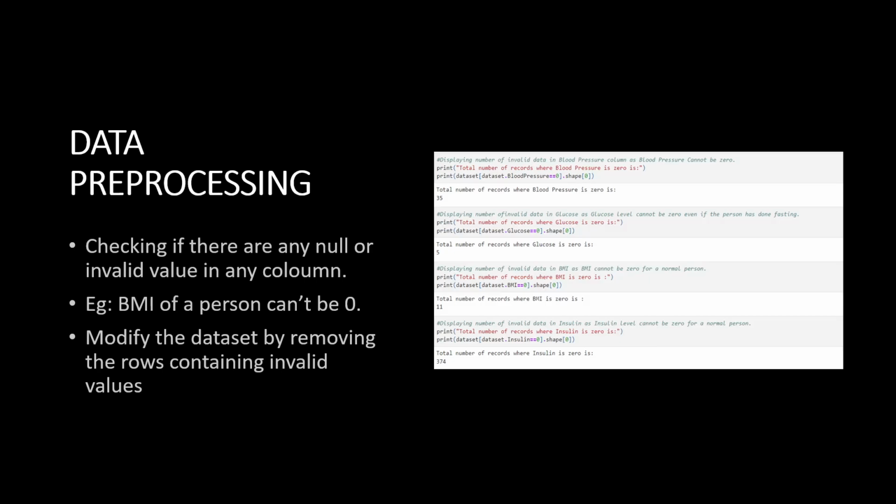Now we will be pre-processing our data. We will be first checking for any null or invalid value in any column. For example, BMI of a person can't be zero. So we will be modifying the dataset by removing the rows containing these invalid values.